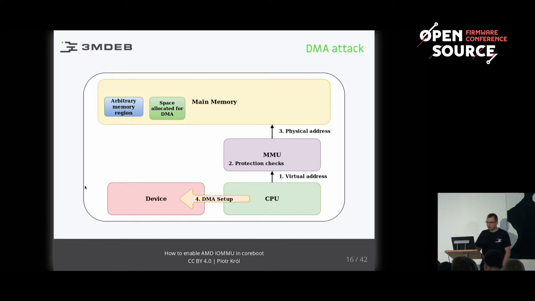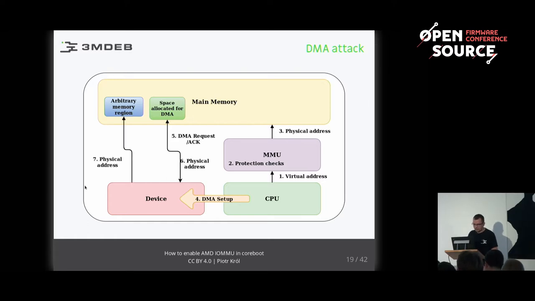But then we want to do some DMA action, like read or write. So we configure the device to do this DMA action. There is a normal flow that I described previously about the ACK and requests. But if the device is malicious, or we have a buggy driver or some other problems, it may happen that it accesses some arbitrary memory. This is a very bad situation because this arbitrary memory can contain, for example, our private key or some data that we don't want to reveal.